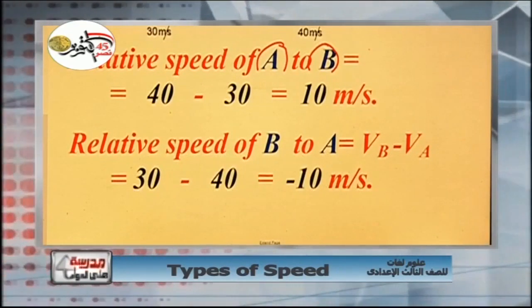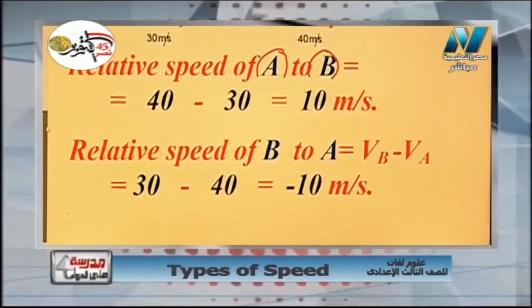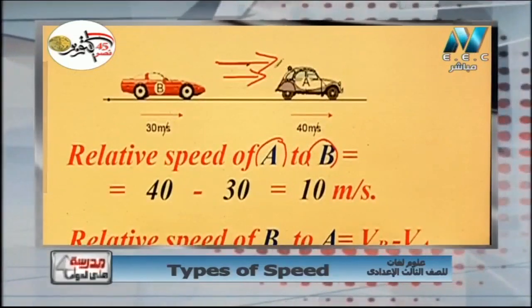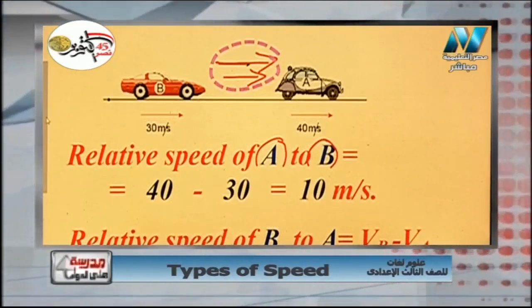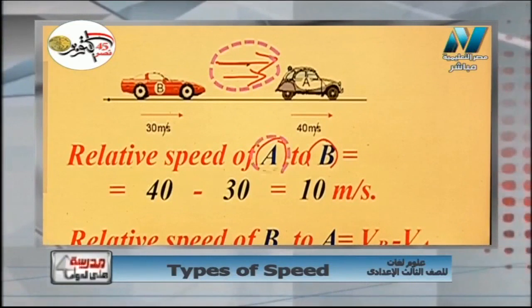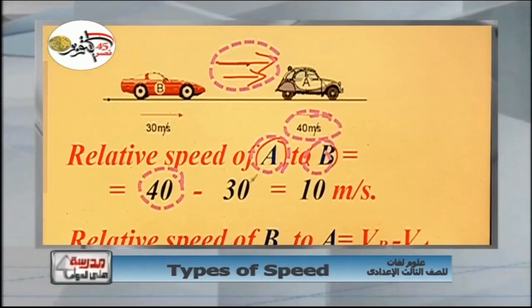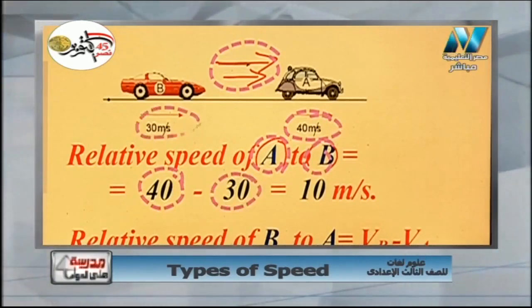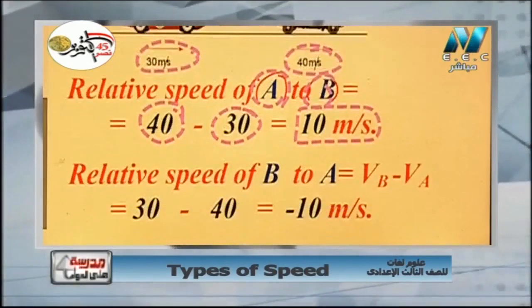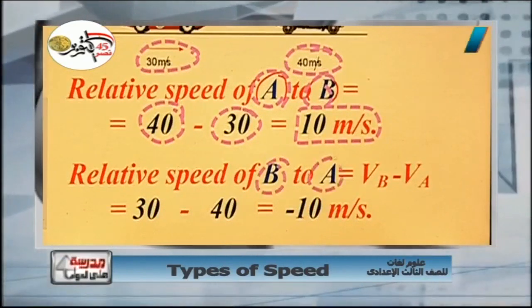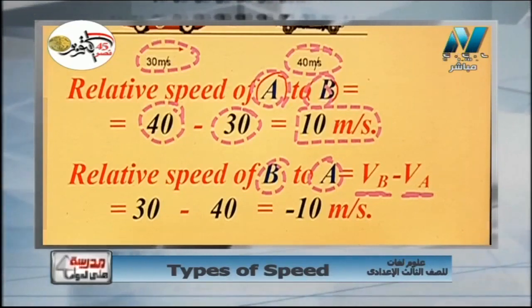Again, I repeat it. We talk about relative speed: the speed of an object relative to another. If they are in the same direction, we subtract. What from what? The one I ask for first. So the relative speed of A to B is the speed of A, 40, minus the speed of B, 30 meters per second. So we have 10 meters per second, as you see. If we have the relative speed of B to A, we use VB minus VA, if they are in the same direction.